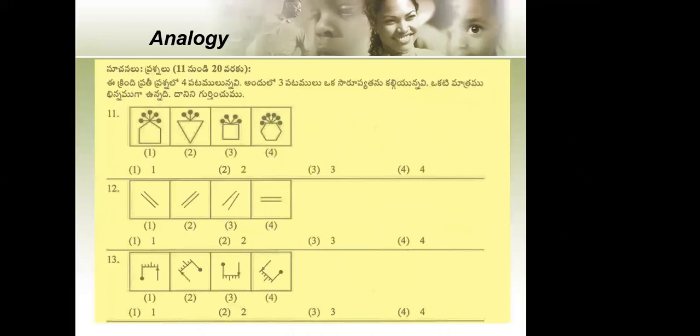Okay, now coming to the next one, which is analogy. Here, different kinds of diagrams are given. You have to identify which is the odd man out. You have to identify the odd one that is different among these. If you do that, it becomes easy for you.